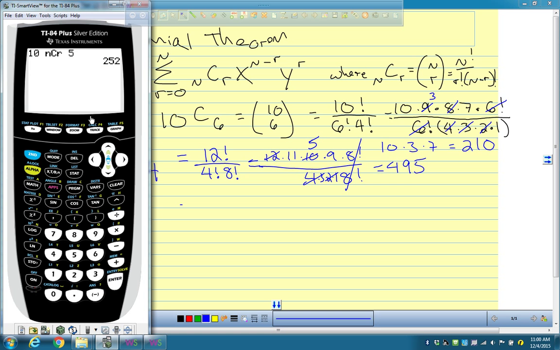Where's my calculator? Okay? So the way you do this, you would go 12. Then you go to math. Then you go over to PRB, which stands for probability, because that's where this stuff comes up a lot. PRB, and you go down to nCr. You hit enter, and then you put 12 combination 4. Then you put 4, hit enter, and you get 495. Wow. Isn't that cool?